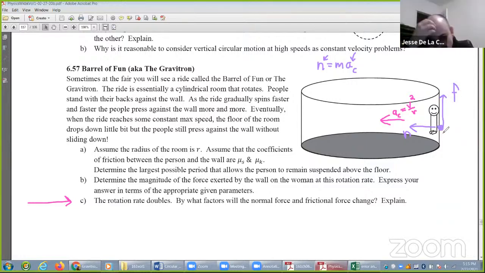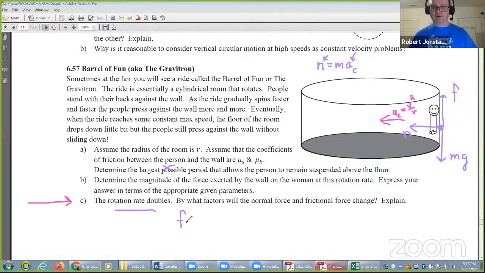Four. Nothing. It's still balancing the weight. What happens is if you double the rotation rate, it's no longer the largest possible period. We're no longer on the verge of slipping. Friction is now less than mu static times the normal force. Don't you love physics?